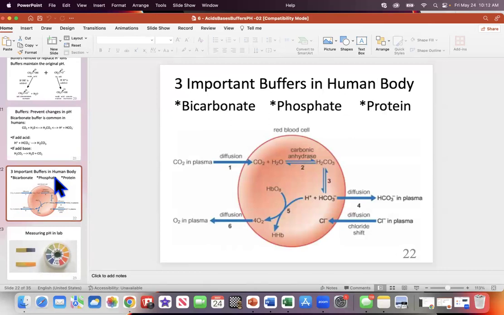And in the body, we have three very important buffers. Bicarbonate, we just talked about it. You will learn this when you go to AP2, how your red blood cell helps to use the CO2 and produce the bicarbonate. The other two are the phosphate group, which has the same function, remove hydrogen or add hydrogen back, so it can maintain pH and work as a buffer. And the third one is protein. Since your whole body is made of protein, it can really help you to maintain pH.